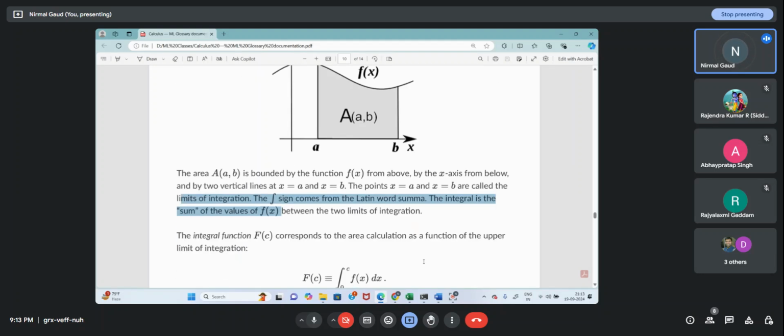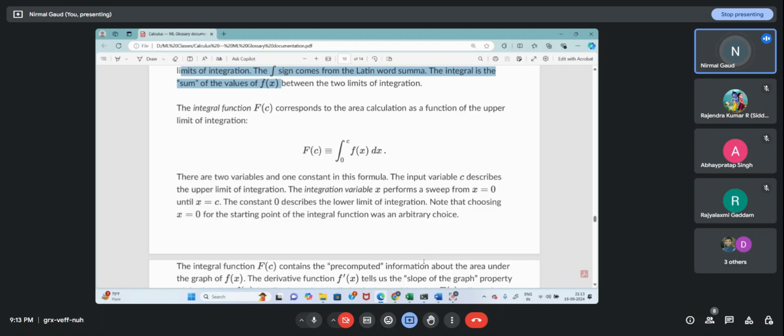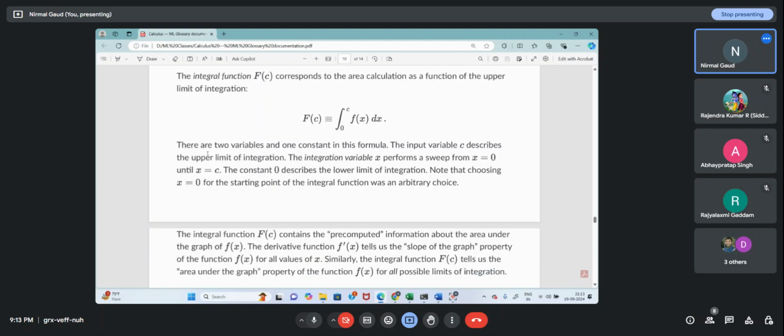Okay, fine. So yes, that's how we do, right? Now, f of c corresponds to the area calculation of the function with the upper limit of integration, from 0 to c, f of x dx. They have taken the lower limit as 0 and the upper limit as c. There are two variables here. One is the constant in this formula, that is 0. The input variable c describes the upper limit. 0 is the lower limit. The constant 0 describes the lower limit.